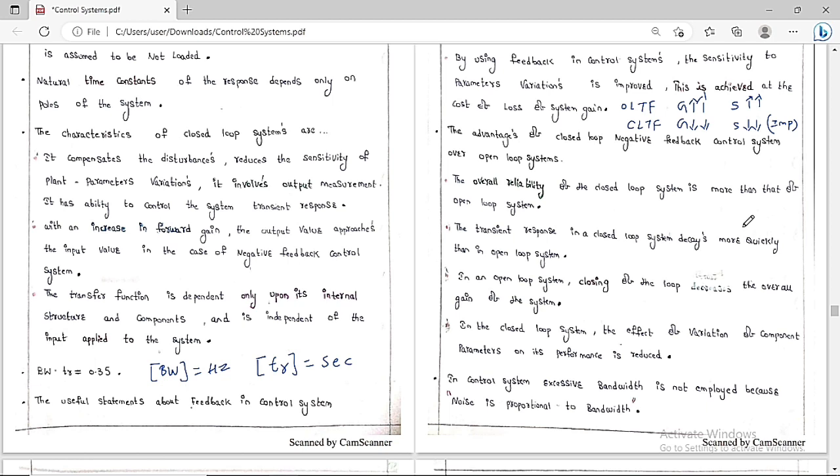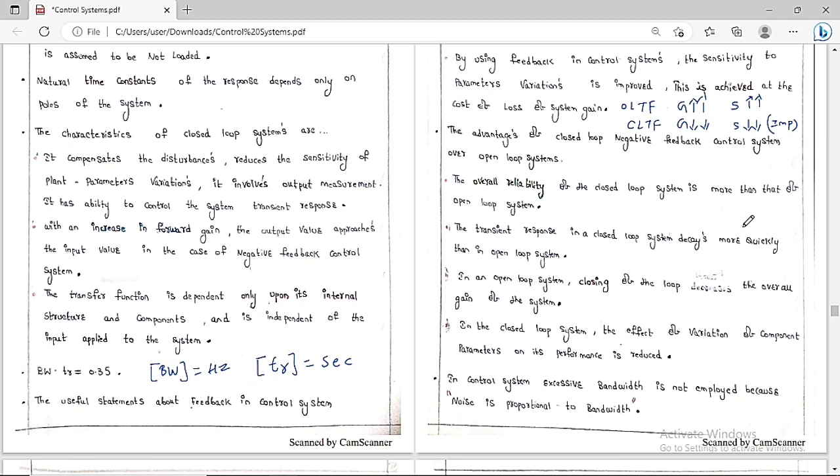So finally, I can say the advantages of the closed loop negative feedback control system over the open loop systems are: the overall reliability of the closed loop system is more when compared to the open loop system, and the transient response in a closed loop system decays more quickly than in the open loop systems. And in an open loop system, closing of the loop is going to decrease the overall gain of the system. Simply we can say the gain of the negative feedback closed loop system is much lesser when compared to the gain of the open loop system.